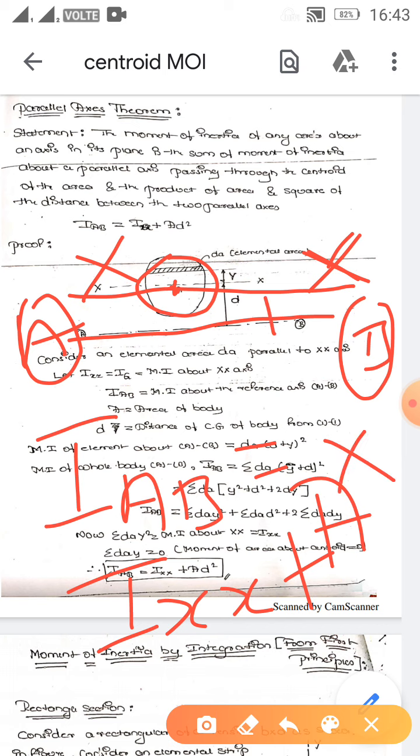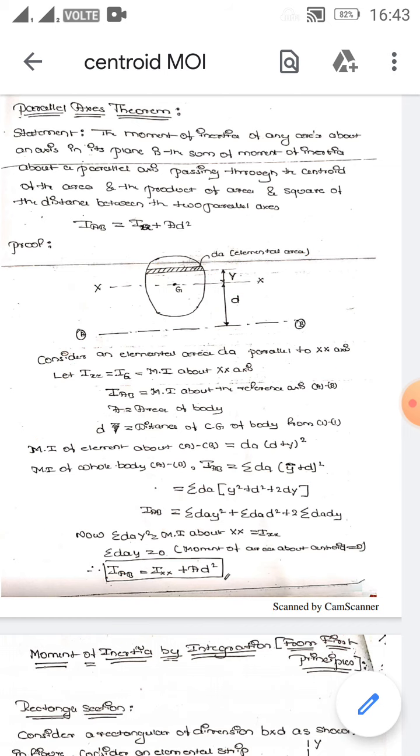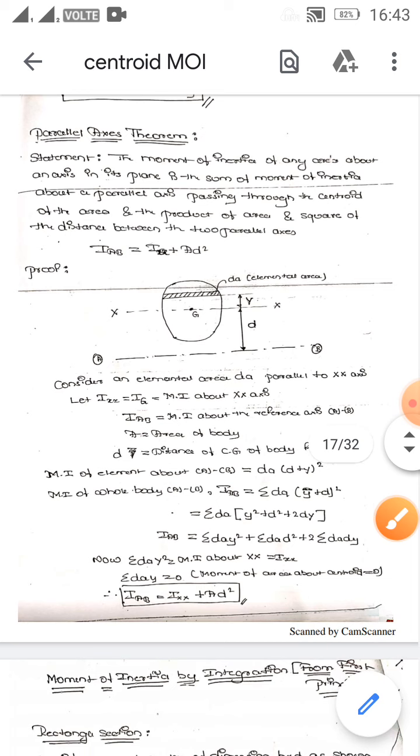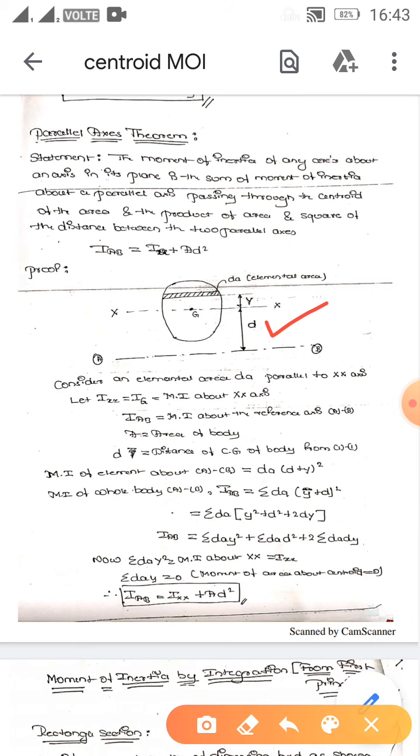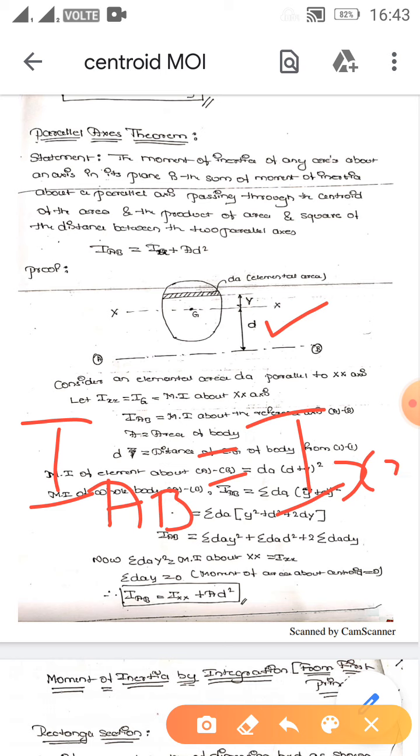Just have a look. The distance between XX and AB is given as D. XX and AB has been given over here and it is D. So IAB, that is the moment of inertia about the axis AB, is equal to IXX, that is the moment of inertia about the centroidal axis, plus the area of the section into the distance between the two axes.